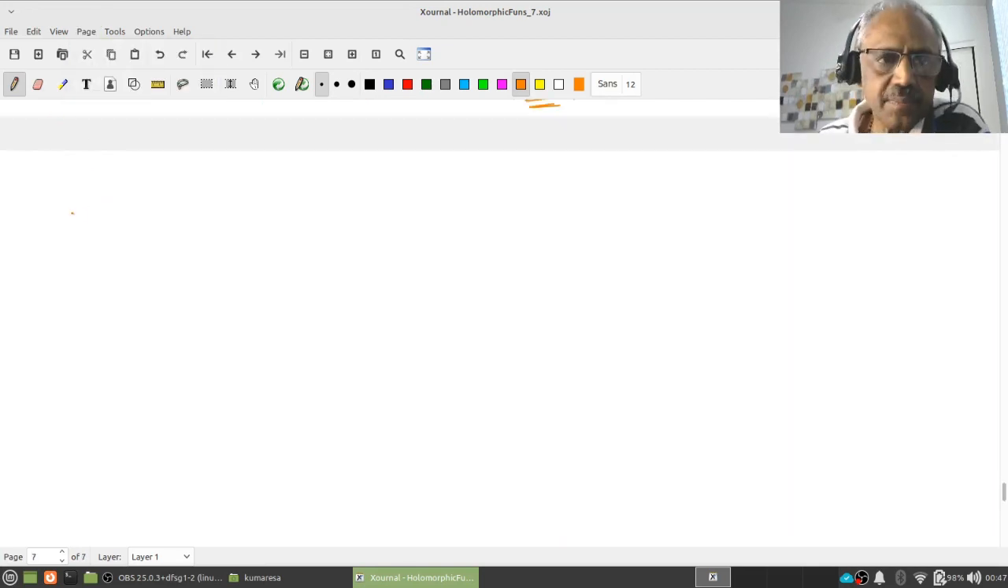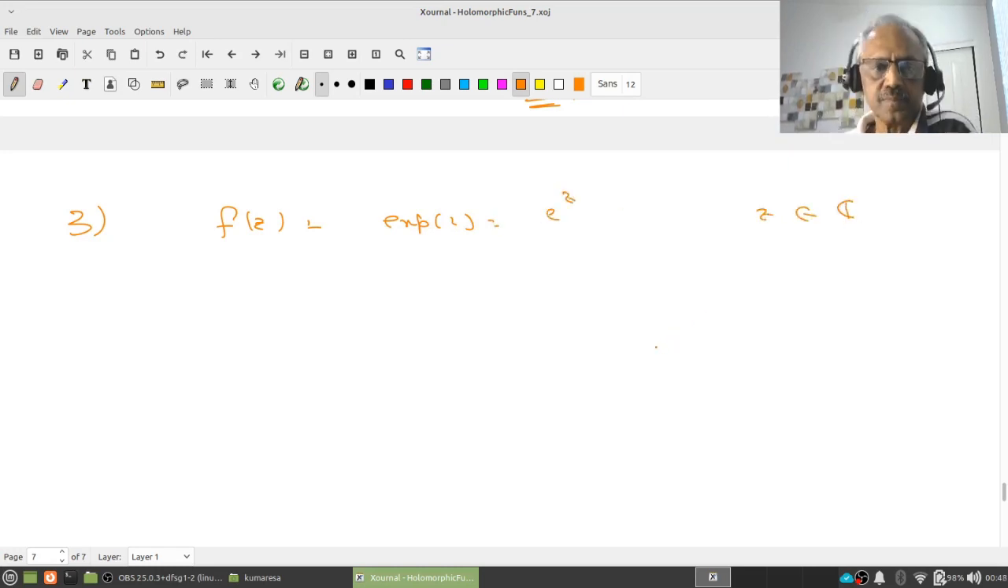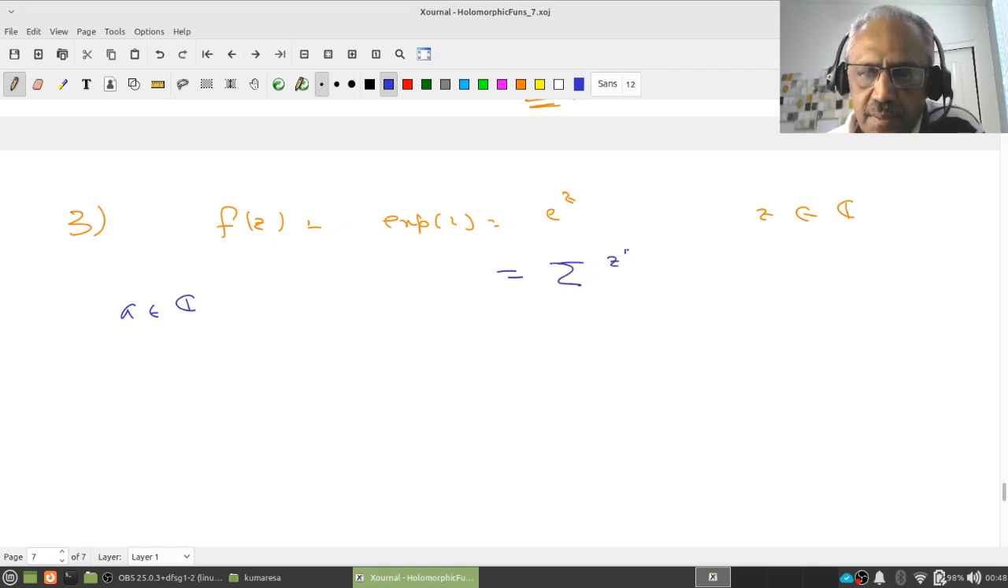So the third example is, let us do f of z equal to exponential of z, which is e power z, for z in C, right? So fix an a in C, then what do I want? I want the sum of z power n by n factorial, n from 0 to infinity. So immediately you can try to do the same trick, z minus a plus a to the power n by n factorial, right?